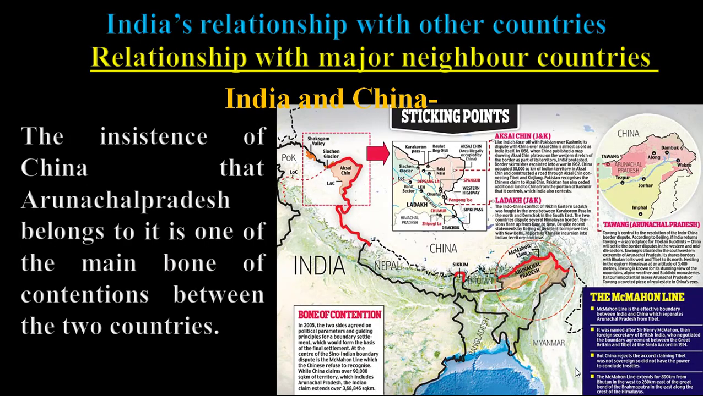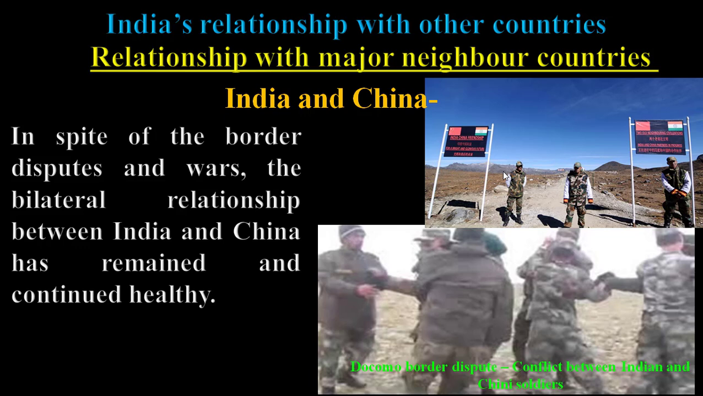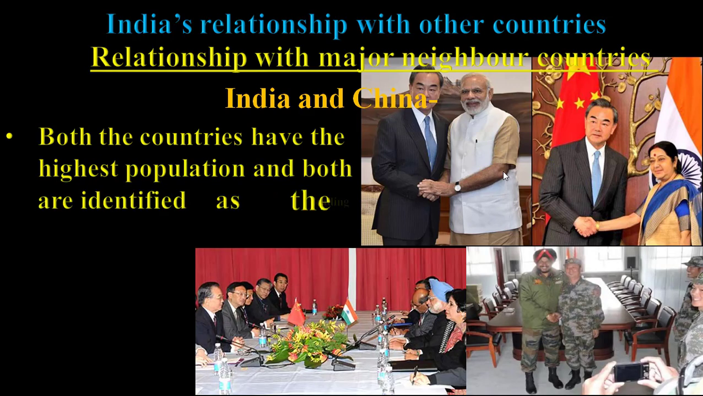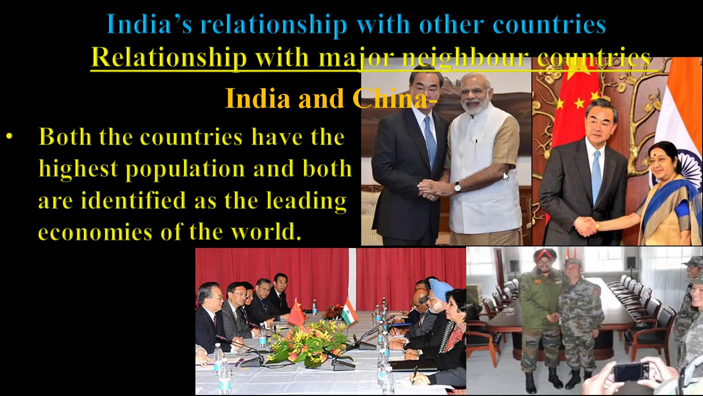We can see China's insistence on Arunachal Pradesh. Can you see the place here, Arunachal Pradesh? The claim over part of Arunachal Pradesh is one of the main bones of contention between the two countries. There are a lot of attacks and intrusions by China, especially in the part of Arunachal Pradesh. In spite of the border disputes and wars, the bilateral relationship between India and China has remained healthy. Both countries have the highest populations and both are identified as leading economies of the world.